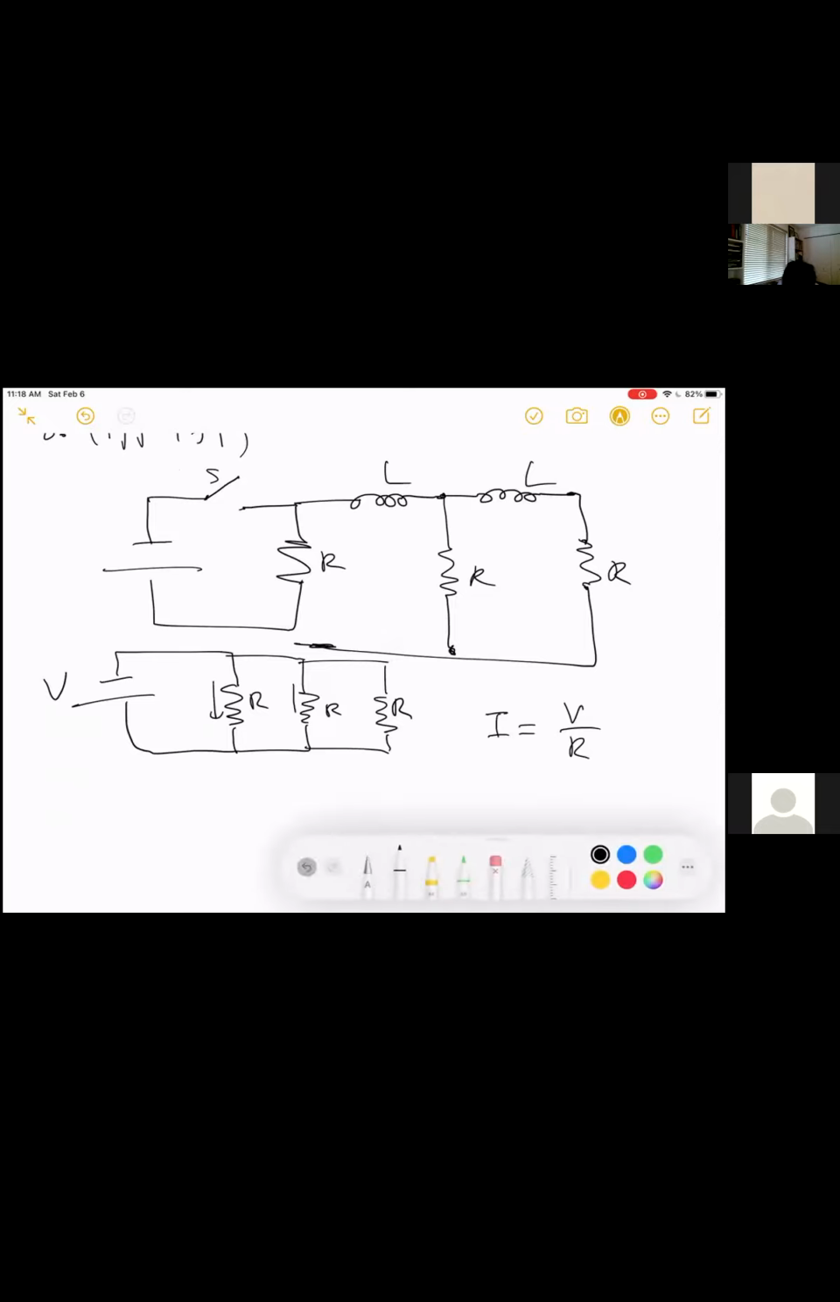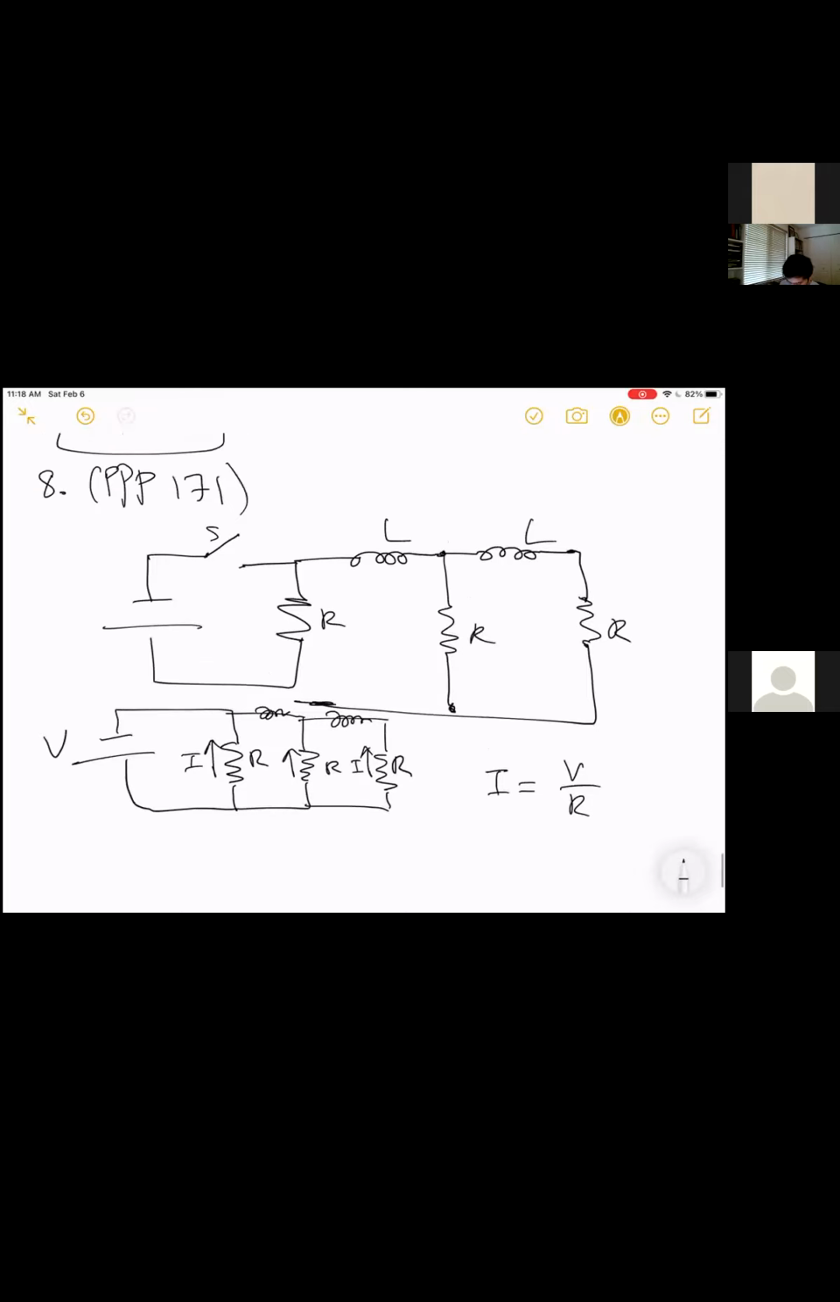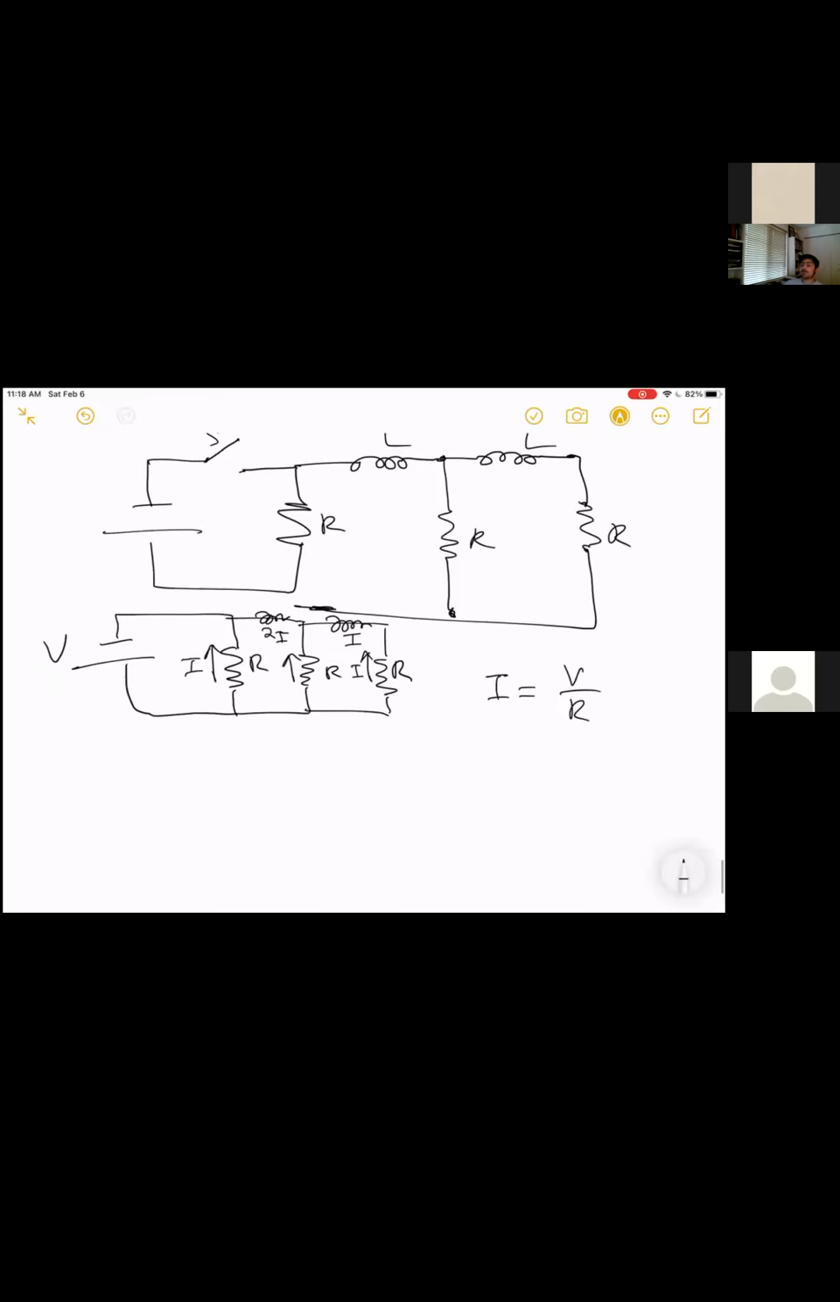Well, actually, it would be pointing the other way. And we technically have inductors here, but nobody cares about them when the switch is closed for a long time. But it'll be important. So what we'll see is that the current through the inductors is I and 2I, just by Kirchhoff's laws. Okay, now the question is, right when the switch is opened, what happens?